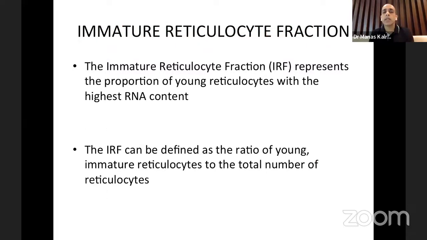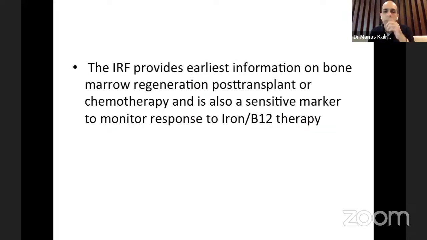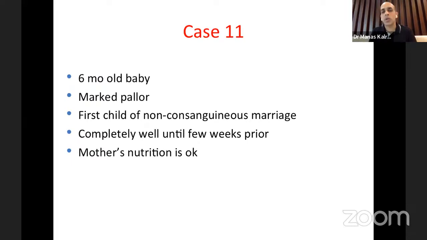Okay. Now there are newer parameters like immature retic fraction. They come in the newer counters, what is called IRF. And IRF represents the proportion of young retics with the highest RNA content. So out of these retics also, there are immature retics. And suppose you have done a bone marrow transplant or a newer chemotherapy has been given, and the bone marrow starts producing a good amount of immature retics, you know that the bone marrow is recovering. It's a new fancy parameter often used by hematologists. And sometimes you give B12 or folic acid and you want to see whether the patient is responding or not. This immature retic fraction will be the earliest to respond.